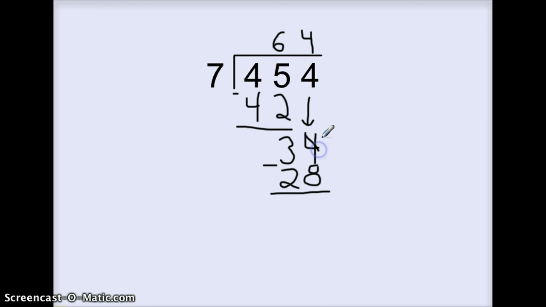If you trade first, this would become a 14. And this would become a 2. So I'm looking at 14 minus 8, which is 6. If you don't need to trade first, that's fine. Now, 7 does not go into 6, and there's no more numbers to bring down. So that's my remainder. It would be 64, remainder 6.